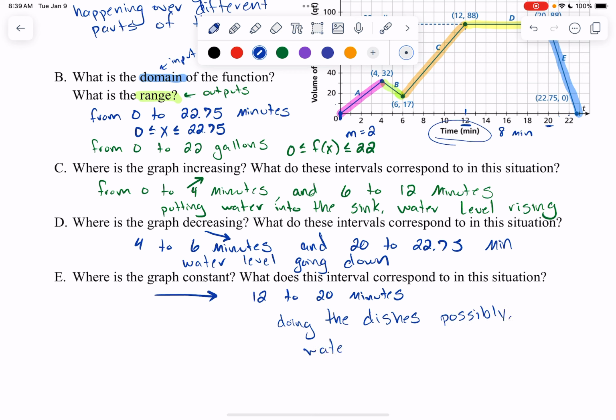Water level not rising or falling, just staying the same. So we aren't adding water, we're taking water out. The water level is just staying the same.